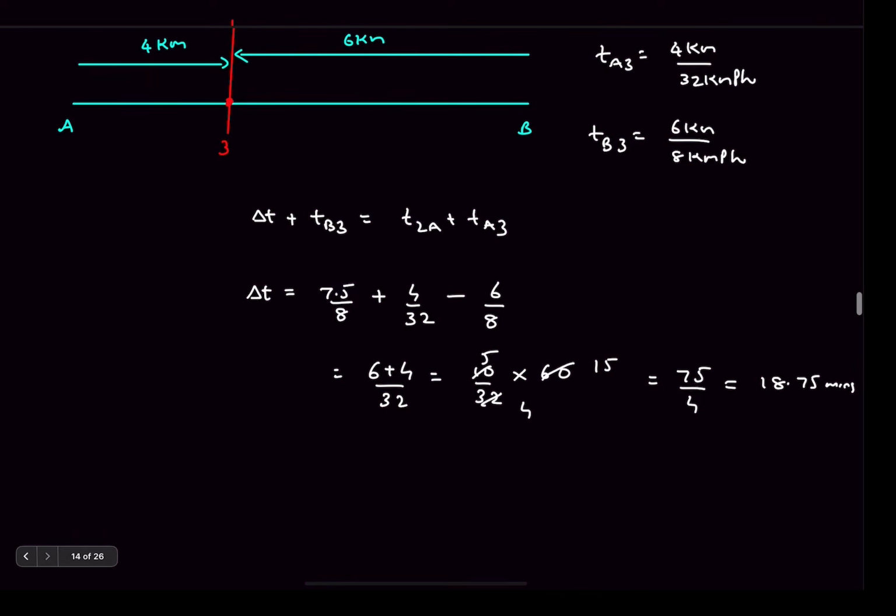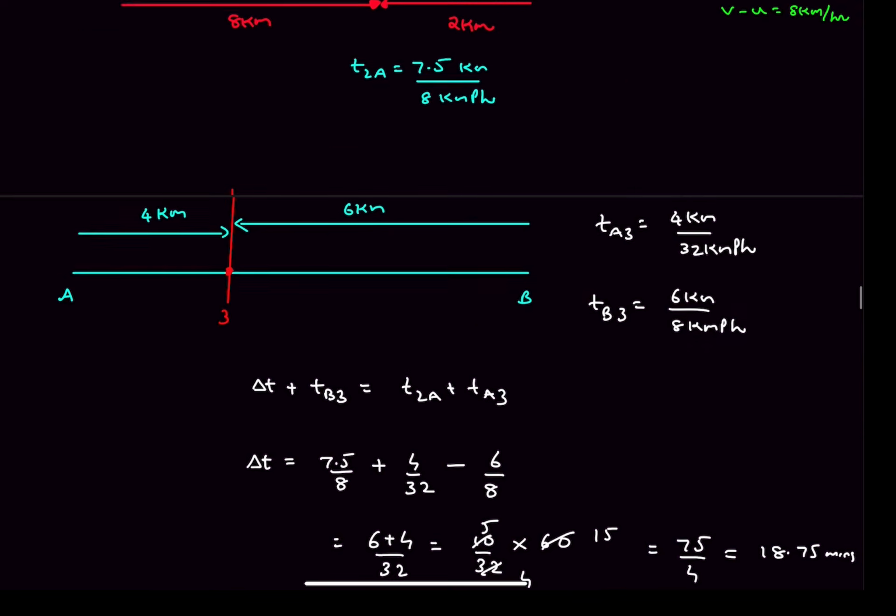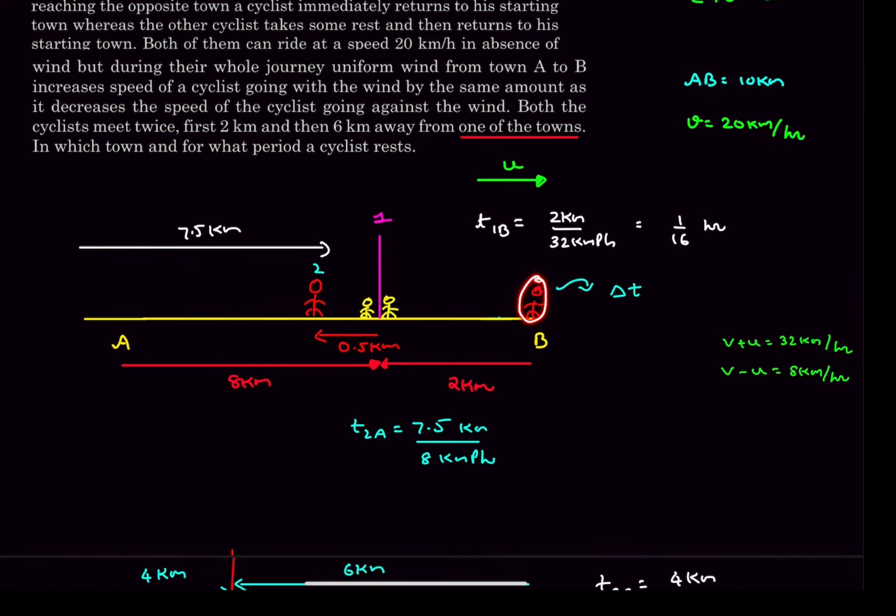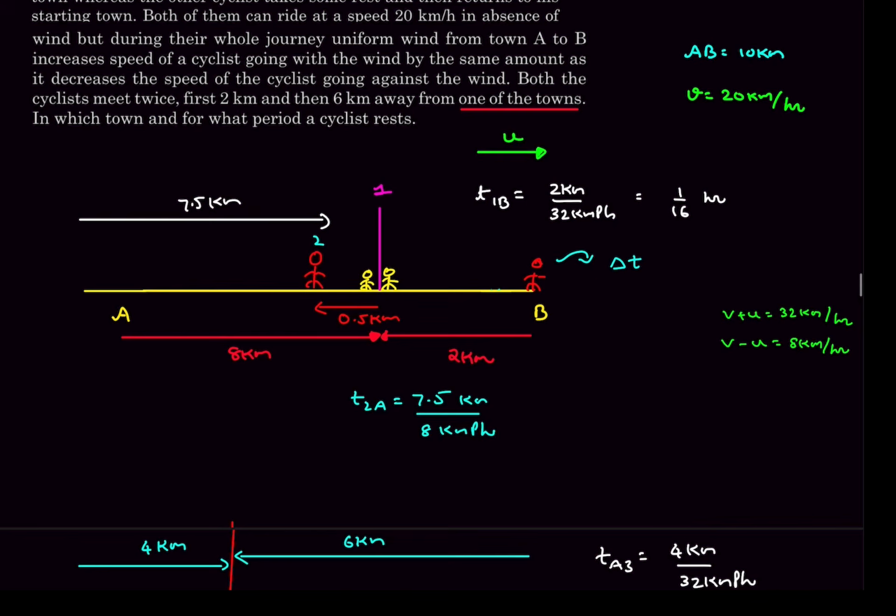Okay, so now all you have to do is substitute all these values in, and once you substitute, you'll get the answer as 18.75 minutes. So basically our first rider stays in town B for 18.75 minutes after reaching that town. So that's the answer to this question. Okay, so now let's move on to the next question.